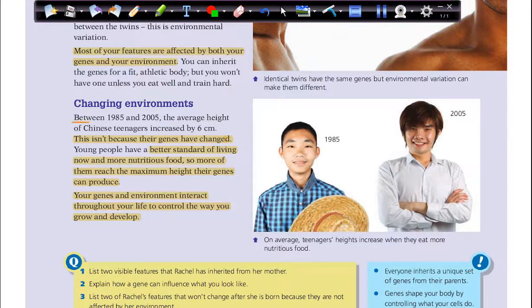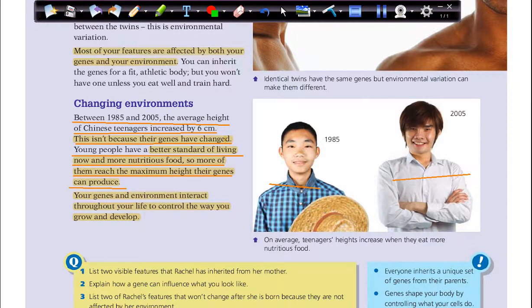Changing environments. Between 1985 and 2005, the average height of Chinese teenagers increased by 6 centimeters. So this is a teenager in 1985, and this is a teenager in 2005. So their height increased by 6 centimeters. This isn't because their genes have changed. Genes are the same. They don't change. Young people have a better standard of living now and more nutritious food. So more of them reach the maximum height their genes can produce.